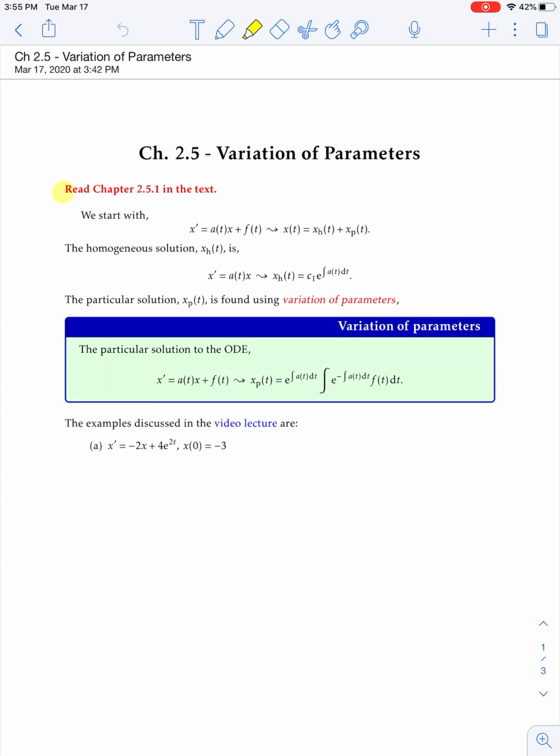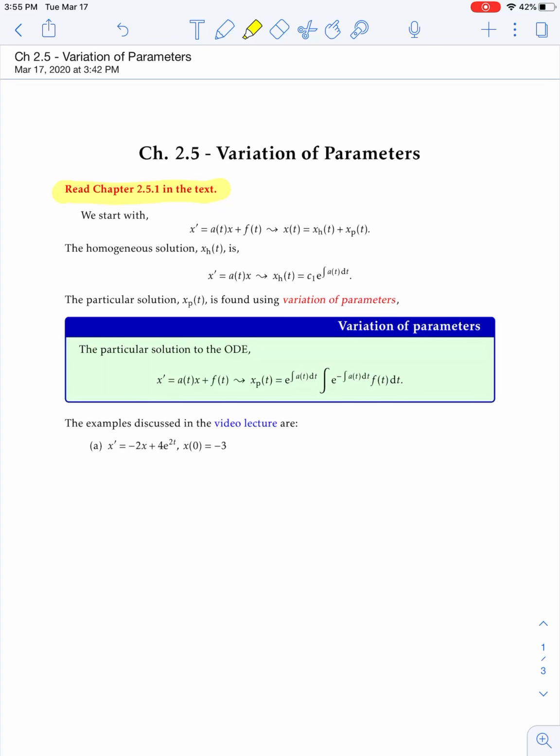So before you actually listen to this video, it's probably best if you first read chapter 2.5.1 in the text, which is on variation of parameters, which is basically going after the particular solution.